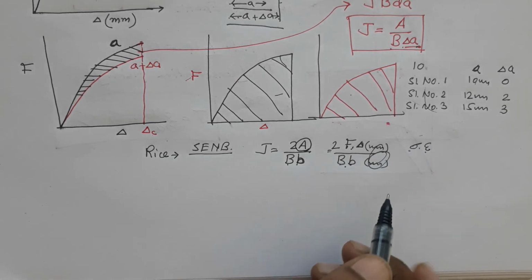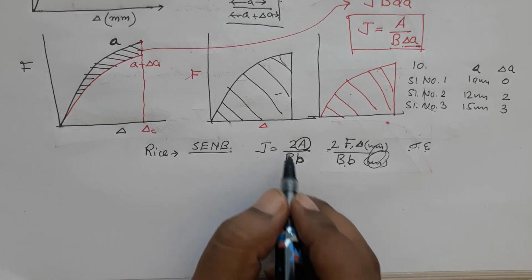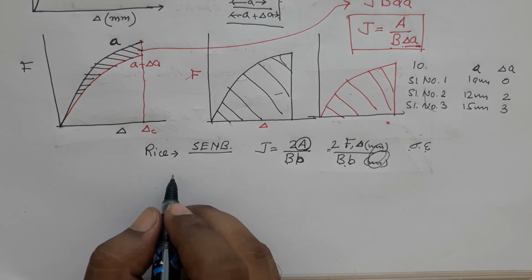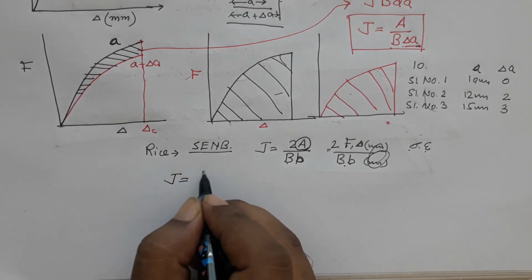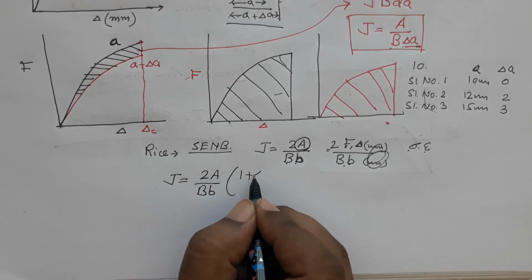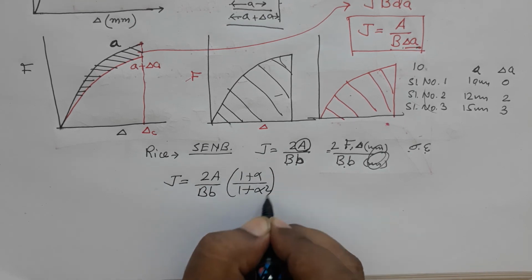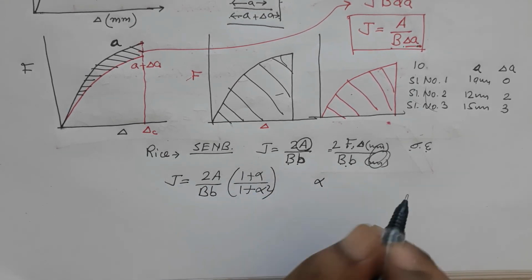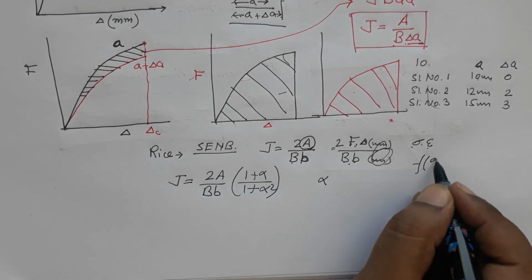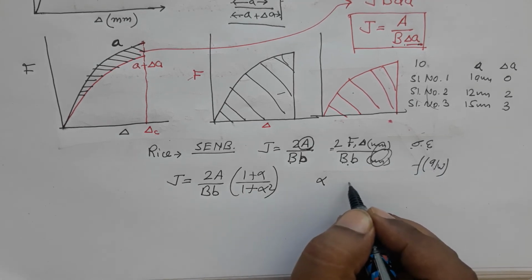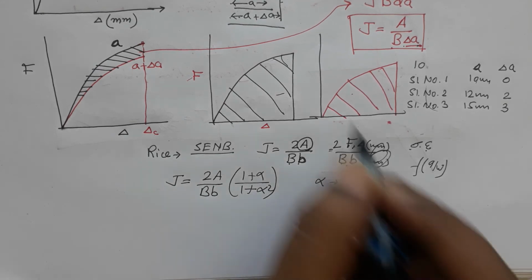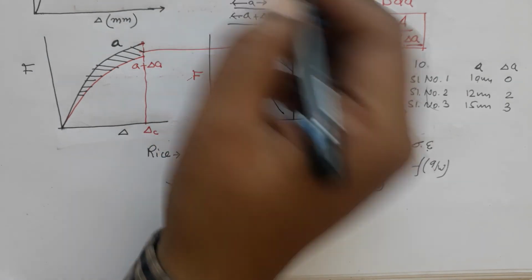So, for a stationary crack, J was described as this, and this is for a 3-point bend specimen. If you do the testing on a CT specimen, then J was described to be 2A into B and then 1 plus alpha divided by 1 plus alpha square, where alpha is again, if you remember our stress intensity function lecture, a function of f of A by W. Similarly, alpha is also a function of f of A by W, where A is the initial crack length, W is the width of the specimen.